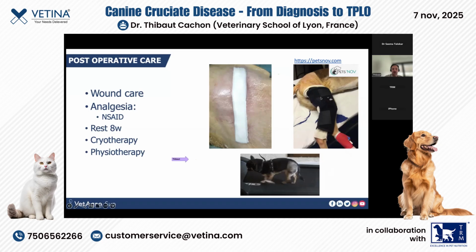There is a specific cryotherapy device which is very useful for the stifle, and that gives you some compression, but also some cryotherapy, and that improves the outcome. It's the gold standard in human beings, and I think that it is very useful in the dog. And of course, physiotherapy is very important. You need to put your dog in rehab to get the best outcome you can get at the end of the surgery.